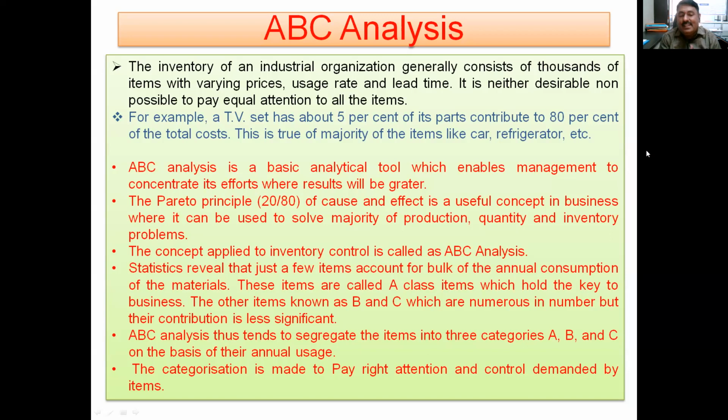For example, a TV set has about 5% of its parts contributing to 80% of the total cost. This is true for the majority of items like car, refrigerator. We will take them one by one. So if you say TV, in the previous cases, somewhat older models of television set, if it is not working and you go, that person will say that the complete display, which consists of the tube, etc., is required to be replaced. The cost of the TV at that time was, for example, 12,000, 13,000, and out of that 13,000, 7,000 to 8,000 rupees was the cost for only that tube.